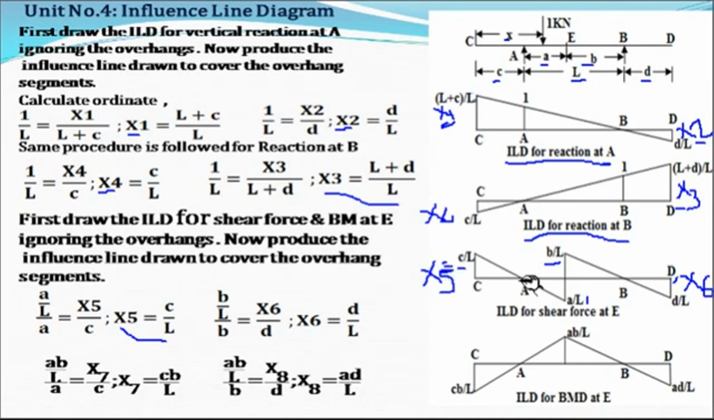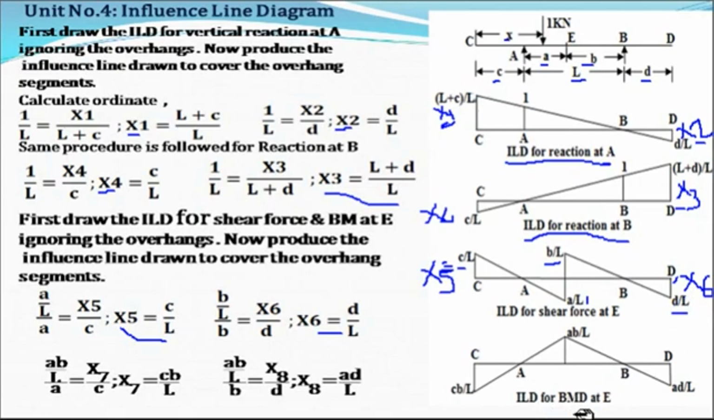Now to find out x6, we consider these two triangles. So B by L will be equal to x6, and length EB will be equal to BD. So EB is nothing but B and BD is nothing but small d. So we'll get the value of x6, that is D upon L.